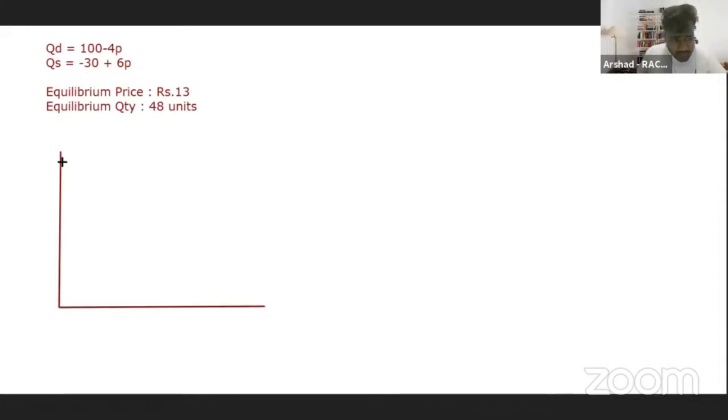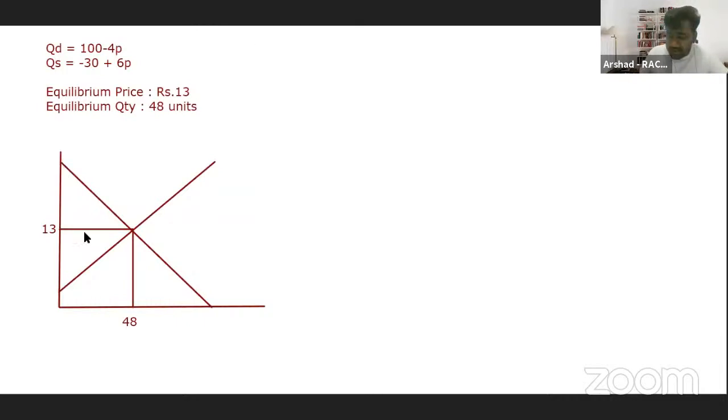Right, so let's draw a small diagram here. Based on the information that we have, can we label a few things? Equilibrium price is 13, equilibrium quantity 48. Can we also find these two prices, the maximum demand price and the minimum supply price? Can you all give me numbers for these?